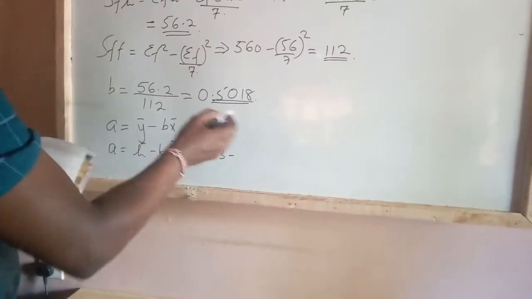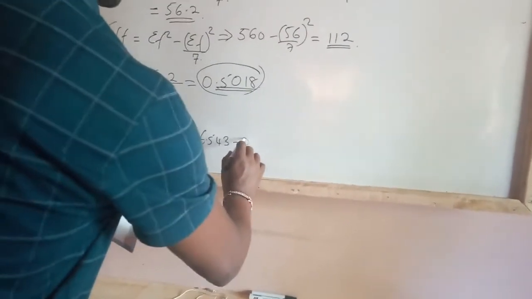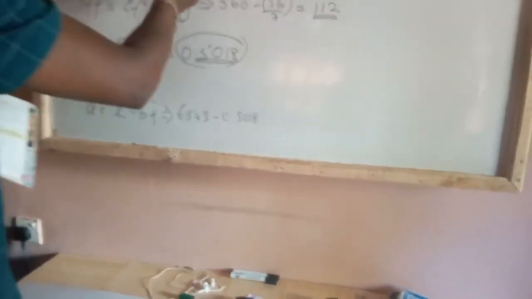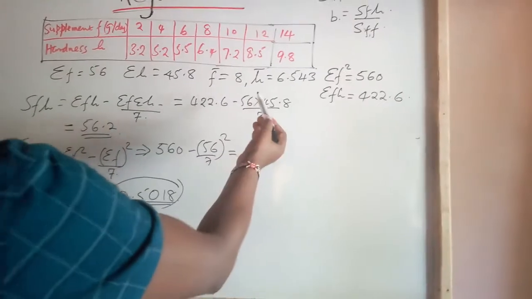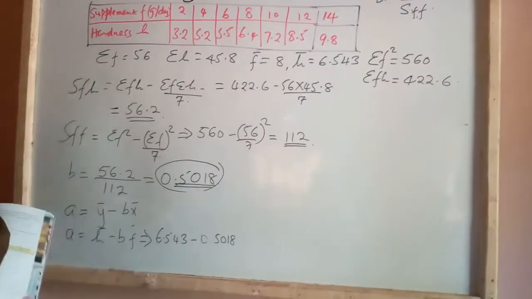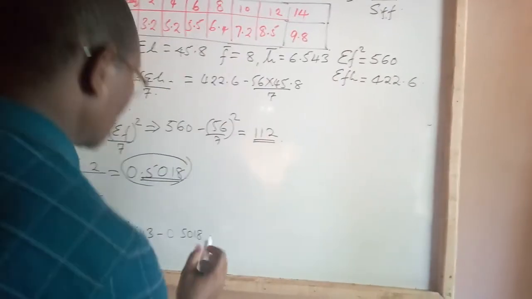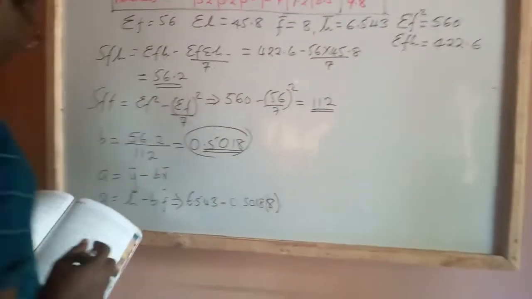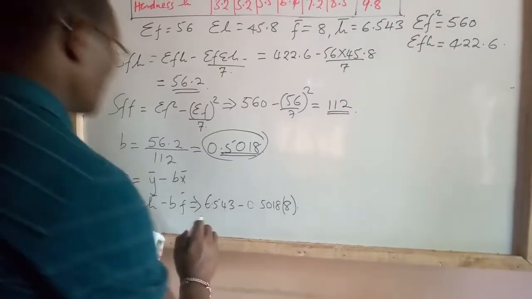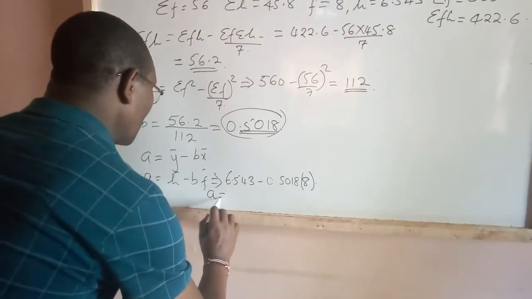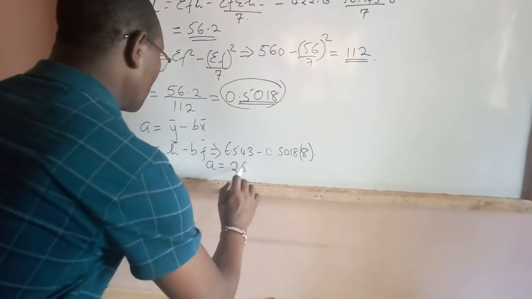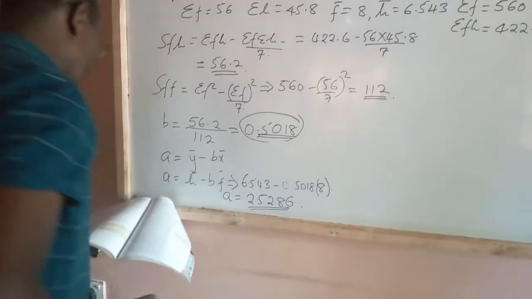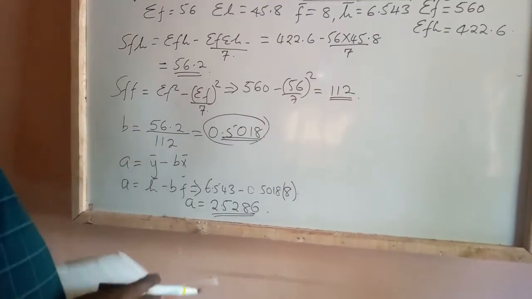6.543, minus our value of B, which is 0.5018, multiplied by the mean of F, which is 8. And at the end of the day, you will find that our value of A is going to be 2.5286. That is now the hardness, of course, the hardness unit.